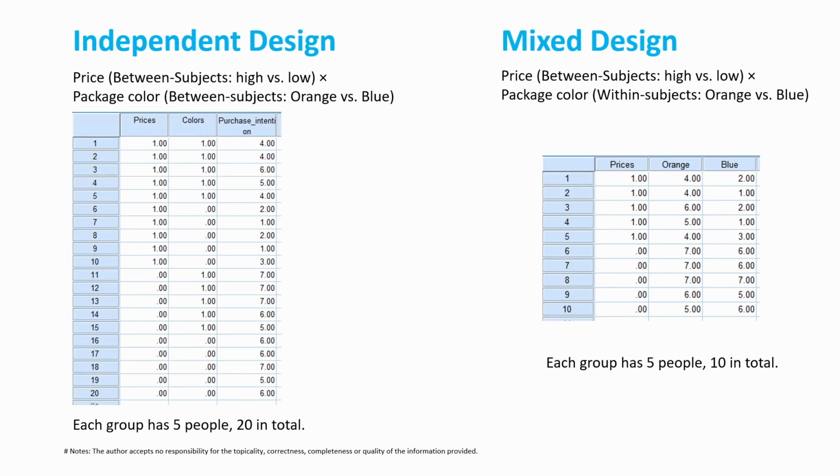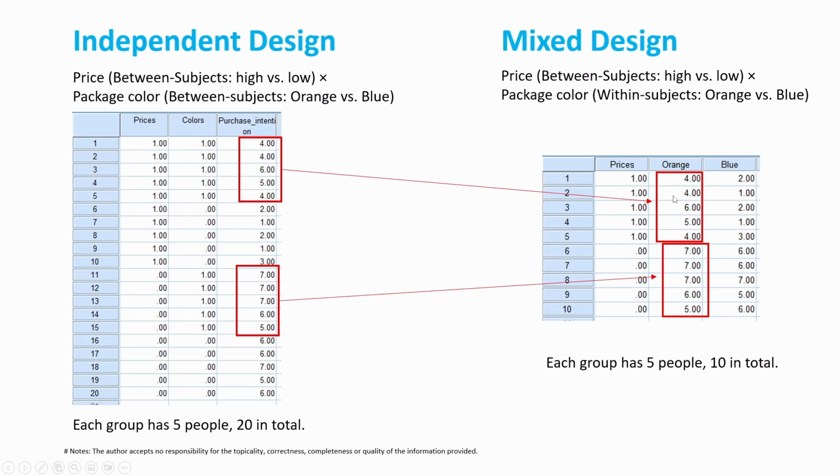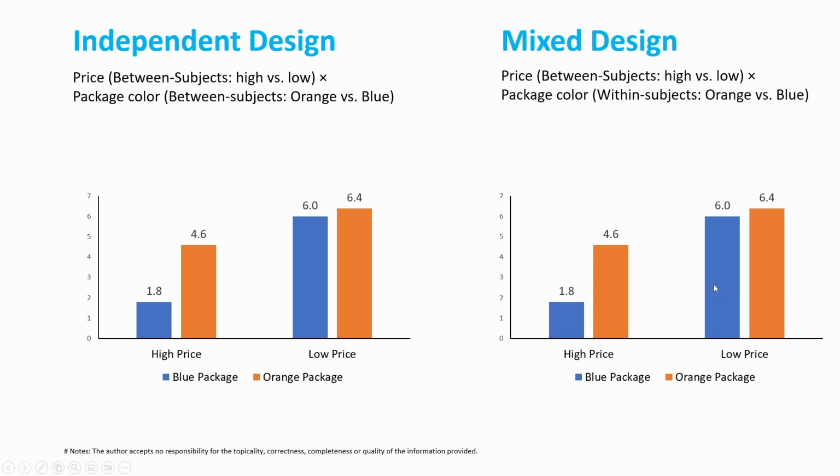The reason is that this is the data for the independent design, yes. And what I did was I moved, for instance, the high price and the orange color, one representing orange color, into this box. And then again, I moved the low price, also orange color, to here. Similarly, I moved the blue color to be here and the blue color to be here. So that's why you can see that the data are exactly the same.